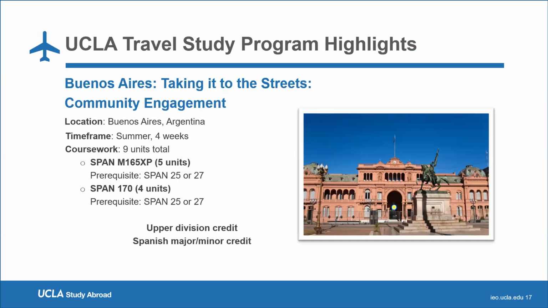Great, so I'm now going to briefly highlight a couple of options that we have. One is in Buenos Aires, Argentina. It's called Taking It to the Streets: Community Engagement. This is a full immersion program focused on the cultural resources, vibrant social life, and political activities of Buenos Aires. The program is typically 4 weeks long, and you will earn 9 credits total, and the courses are listed here on this slide.